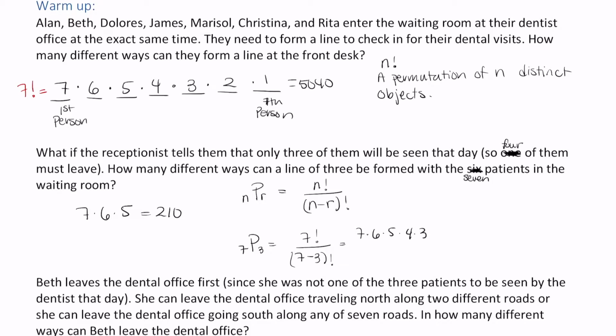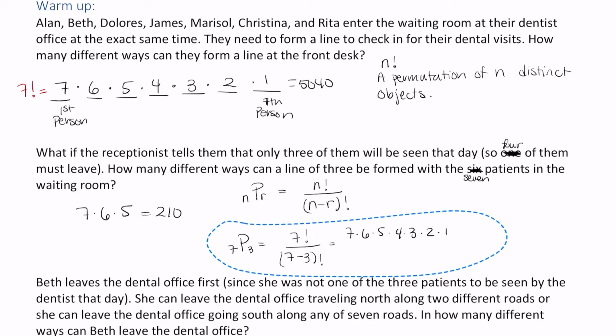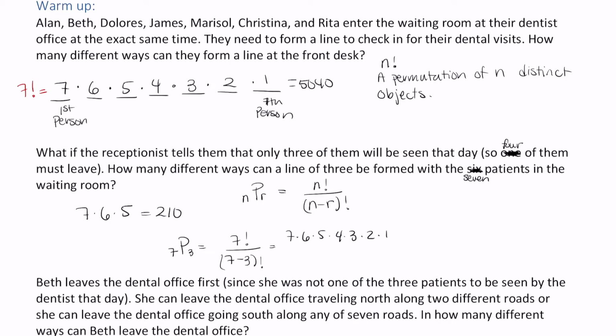times 4 times 3 times 2 times 1, and I'm going to scooch this over for space. And this whole thing divided by 7 minus 3 is 4, so this is 4 factorial at the bottom. And if you notice, these will all divide to 1, so we end up with what we had here, which is just 7 times 6 times 5.